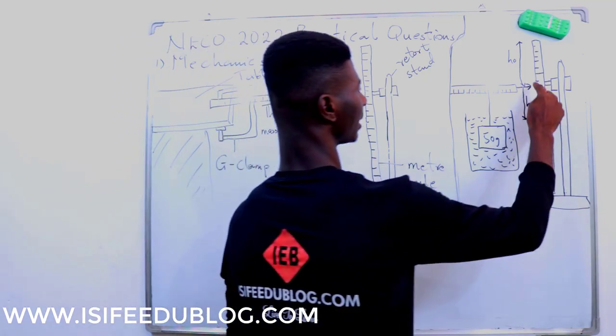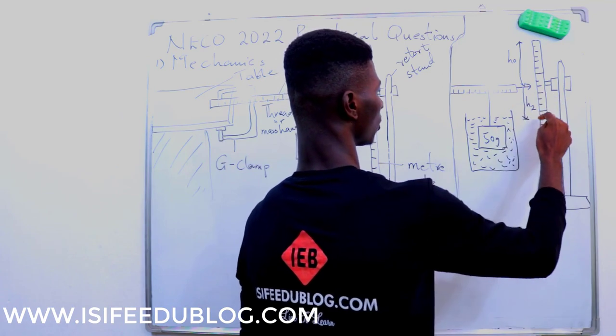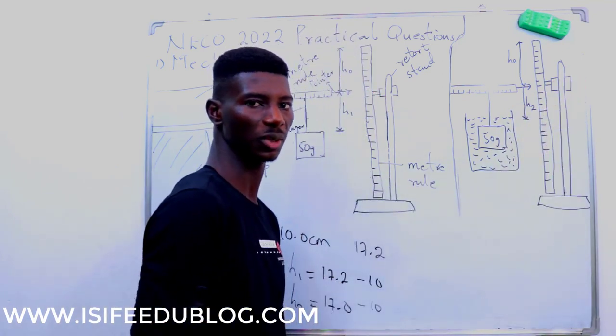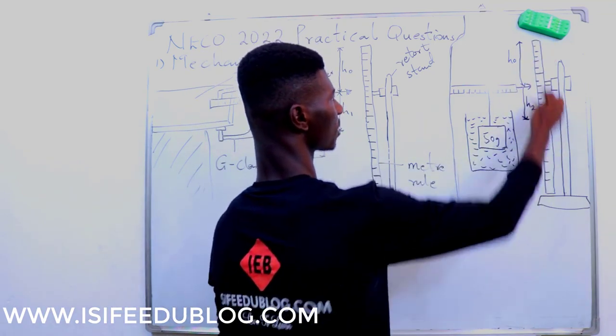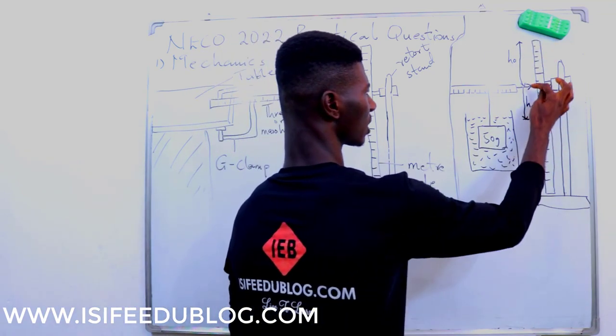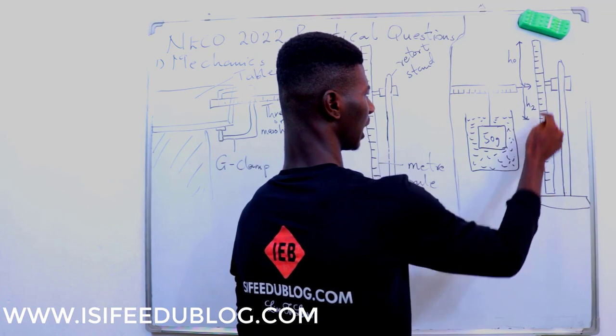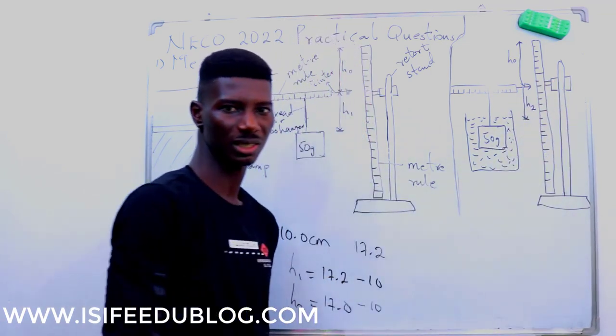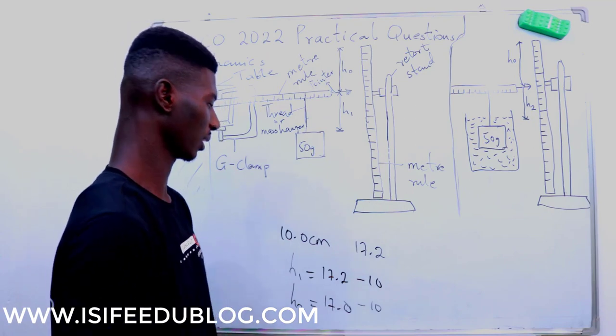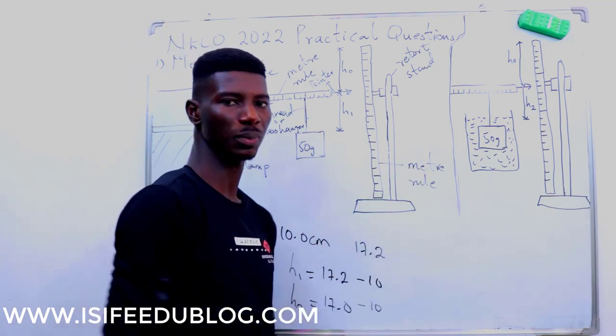But if you can read directly from here to this point from your meter, if you are good, it's still the same thing. Instead of doing the whole of this minus H0, you can just say, if here is 10, and you got to this point, what is the distance from here to here? It's still the same thing, so it will still give you the same answer. So that is what this practical is all about.